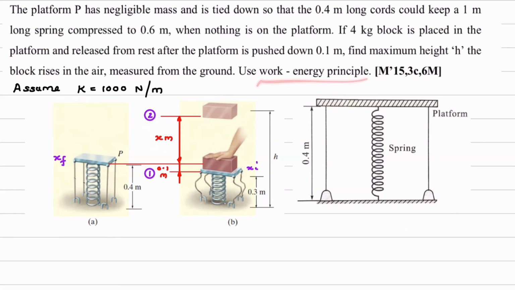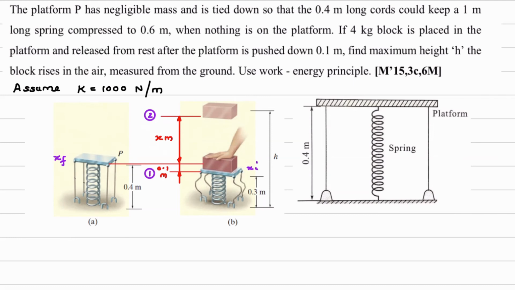Use the work energy principle. Initially in figure number 1, the spring is in compression. This is not the free length. How much is the compression here? 0.6. Then when it is pushed, here the compression is 0.7.